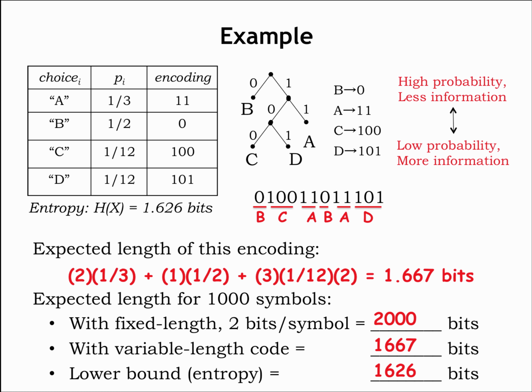Could another variable length encoding have done better? In general, it would be nice to have a systematic way to generate the best possible variable length code, and that's the subject of the next video.